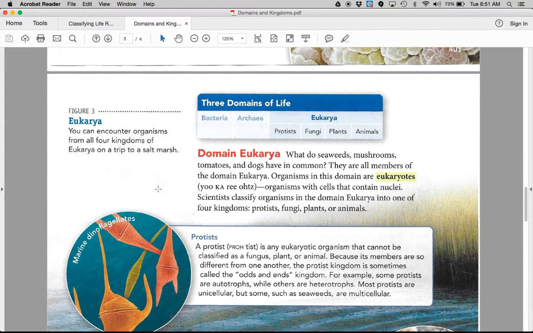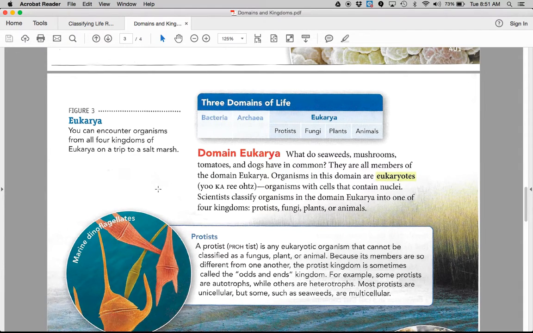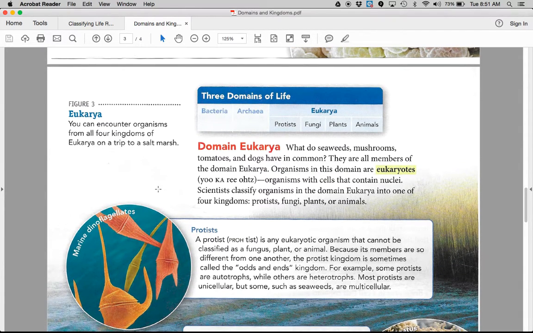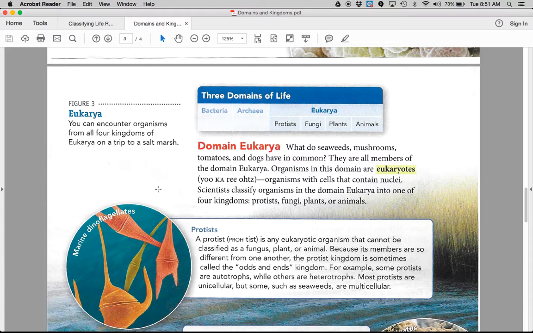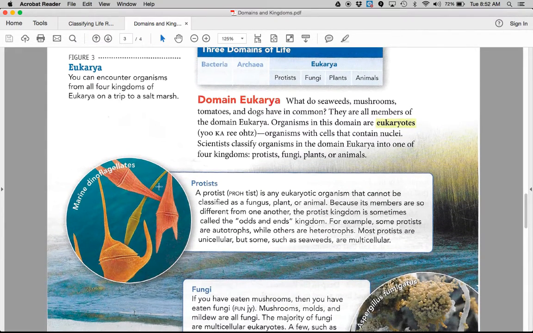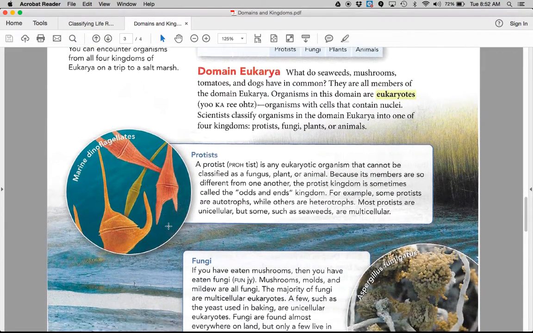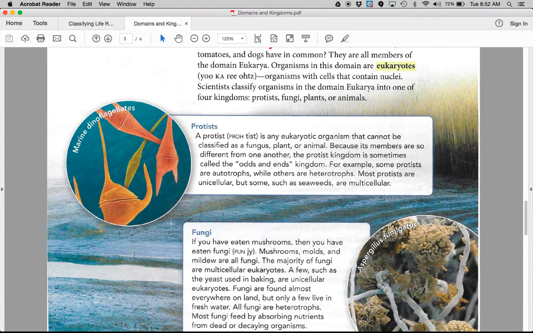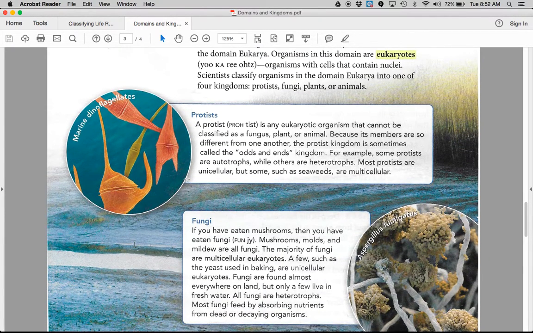All right, domain Eukarya. What do seaweeds, mushrooms, tomatoes, and dogs have in common? They're all members of the domain Eukarya. Organisms in this domain are eukaryotes, organisms with cells that contain nuclei. Scientists classify organisms in the domain Eukarya into one of four kingdoms: protists, fungi, plants, or animals. And we'll look at protists coming up in about a month or two when we get out the microscopes and you get to look and see these organisms for yourself.